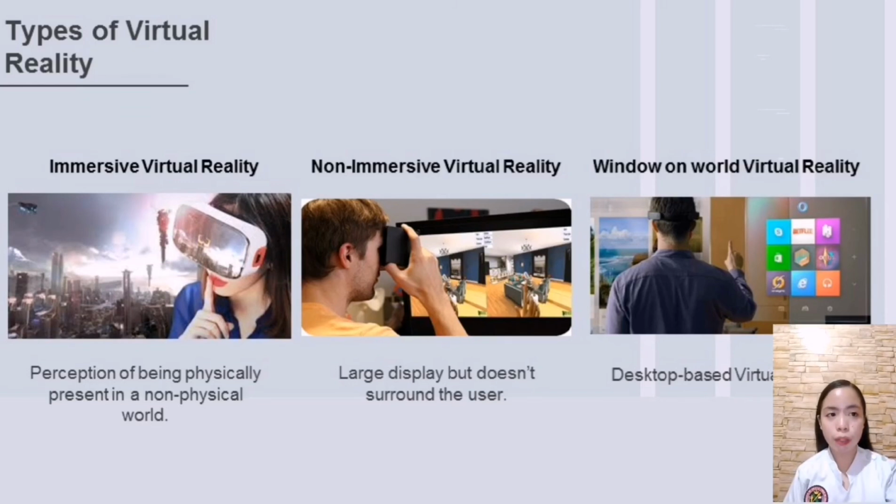And lastly, the window on world virtual reality. It is a desktop-based virtual reality. It involves displaying a 3-dimensional virtual environment on a regular desktop display without the use of any specialized movement tracking equipment.